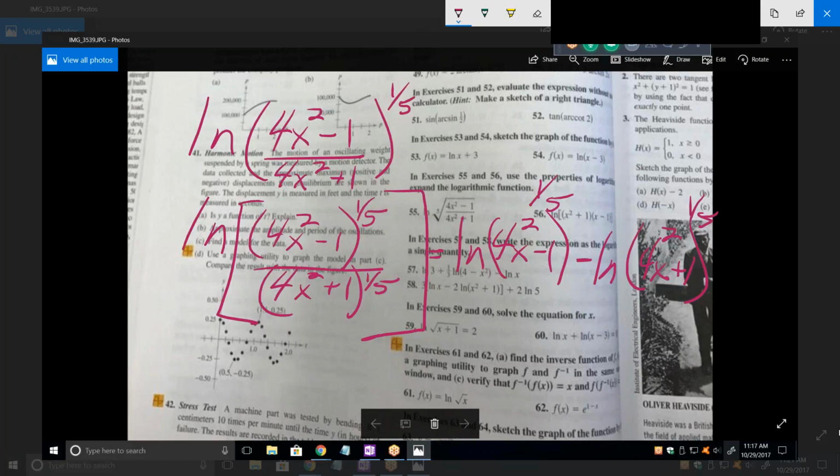Yeah. Now, the next rule of logs lets me take that exponent of the argument and move it in front on the algebra line. So it becomes 1/5 of the natural log of 4x squared minus 1, minus 1/5 of the natural log of 4x squared plus 1. I've lost the exponent. Yep.